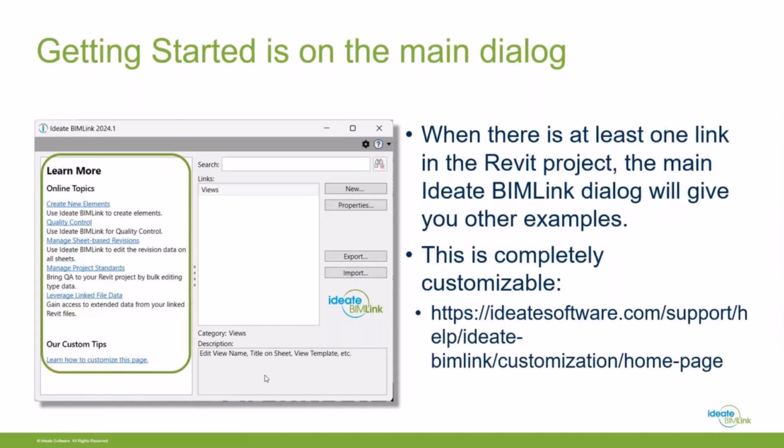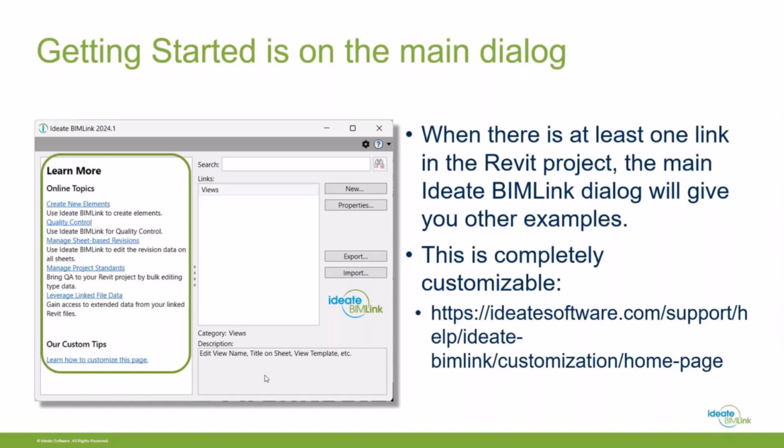However, when you do have a link definition, which is very similar to a schedule in Revit, it is the definition of the properties or parameters that you're going to send out to Excel. Once you have a link definition, like in this case, you see the views link, then that panel to the left is going to change and give you other information. And also, this is completely customizable. I put that help link there, but you can customize this to your office standards. You can use your logos and so forth, so it can be quite nice for individuals at your company.